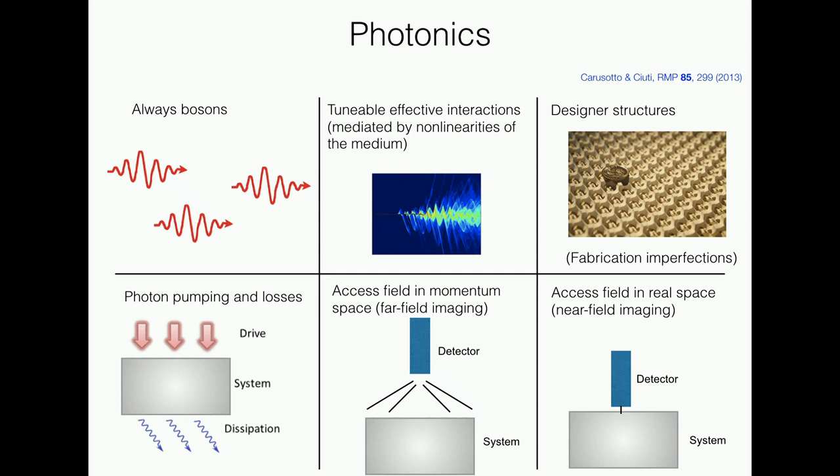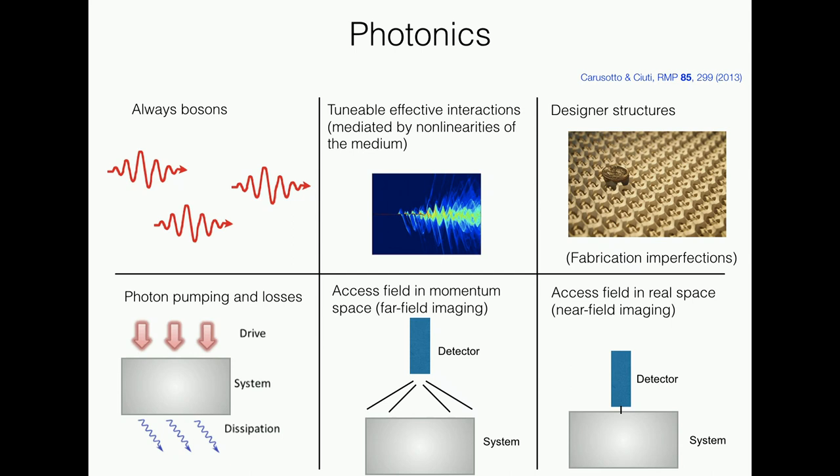We can also design structures for light. We're talking about light moving through materials, and we can really design those. We're very good at that. Another main difference is that most of the structures I'm going to talk about are inherently driven dissipative systems, so it's really out of equilibrium physics. Cold atoms is really an isolated system to a good first approximation, where you can neglect atom losses. But now we really can't neglect losses.